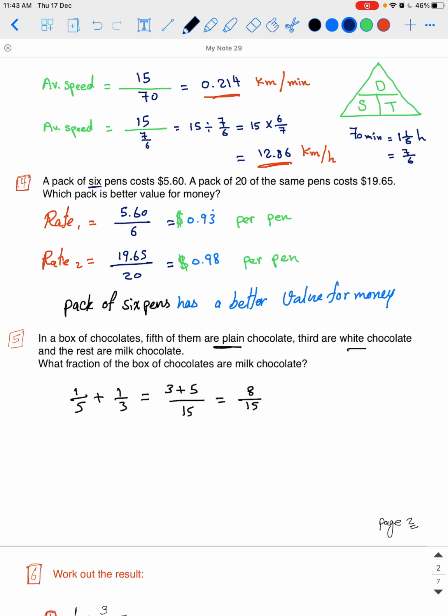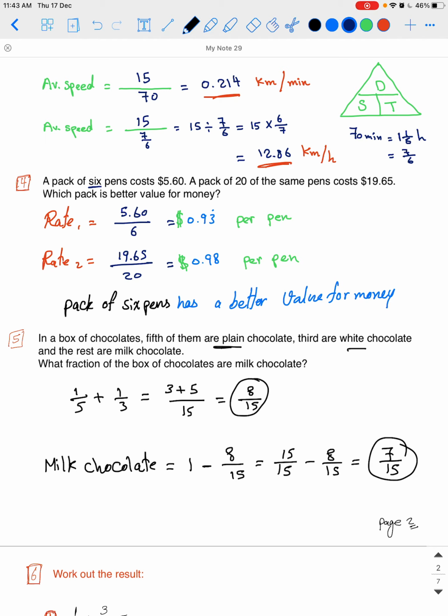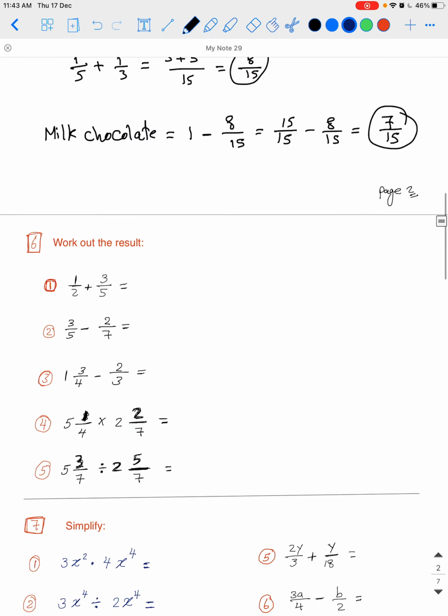And of course you can do it by making 15 here and 15 there, making the denominators the same first, up to you. After that, we need to get the milk chocolate. So milk chocolate will be equal to what? It will equal 1 minus this number. Why 1? Because 1 is the total amount, okay? So 1 here means I can write it as 15 over 15 minus 8 over 15. So it will be 7 over 15. This is the fraction for milk chocolate, okay?